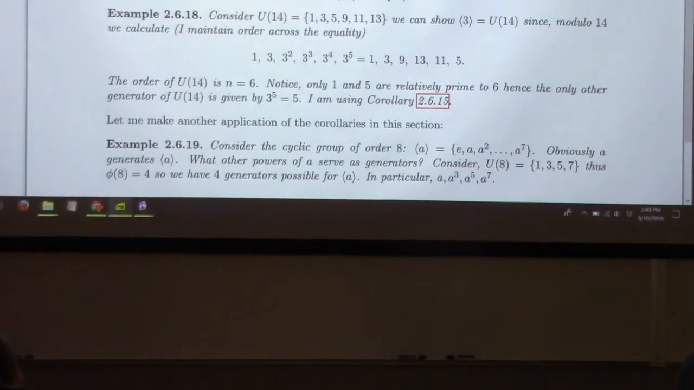So the question is, A to the K equals A, the cyclic subgroup generated. Which K are relatively prime to 8? You got your 1, 2 is out, 3 is good, 4 is out, 5, 6 is out because it's got a 2 in it, 7. You got 4 generators for a cyclic group of order 8: A, A cubed, A to the 5th, A to the 7th. There you go.